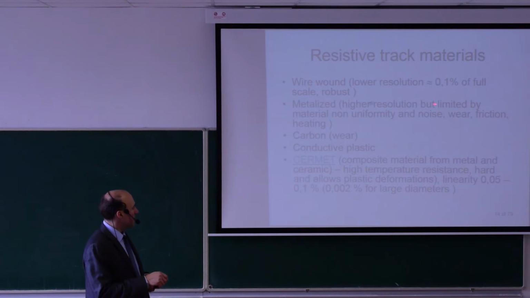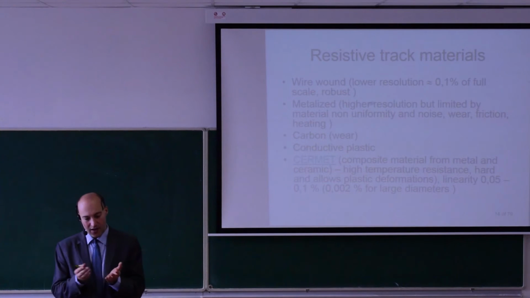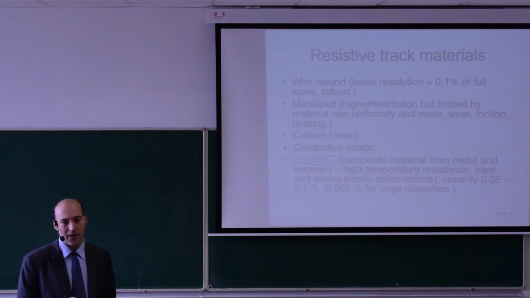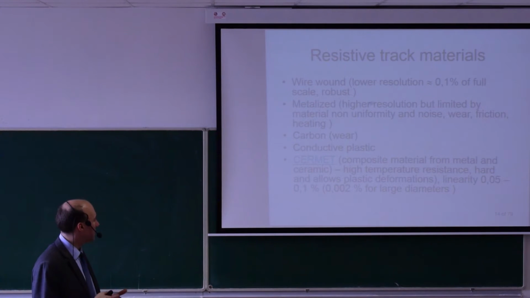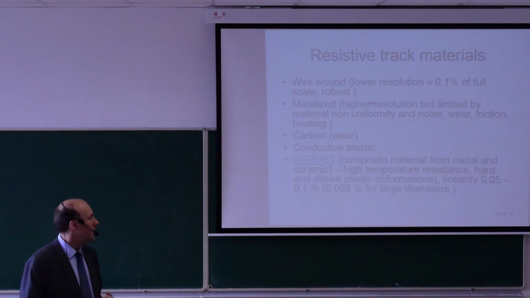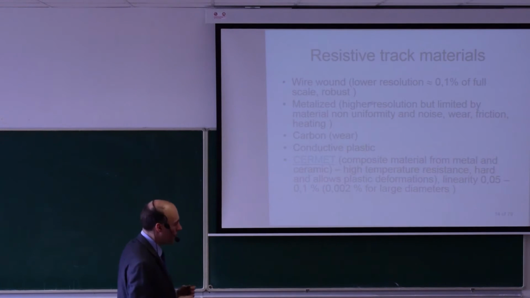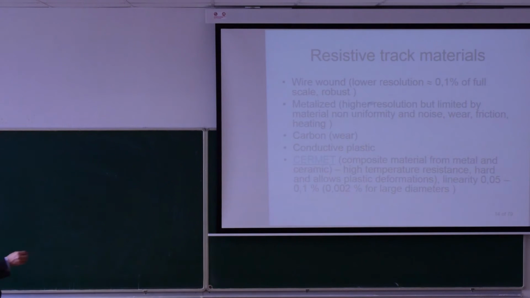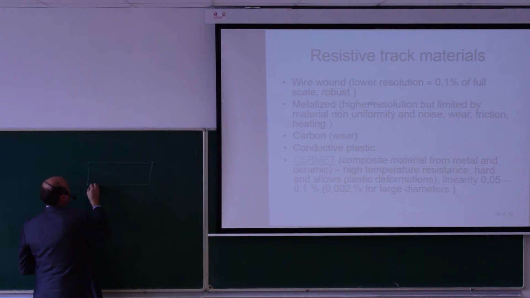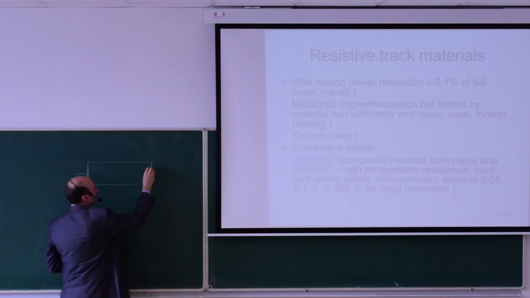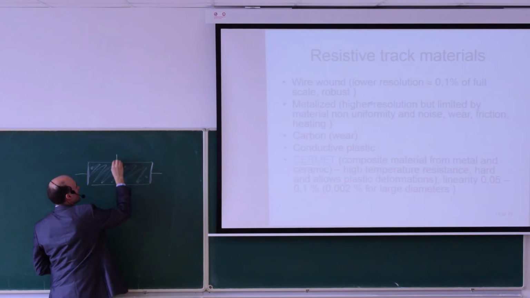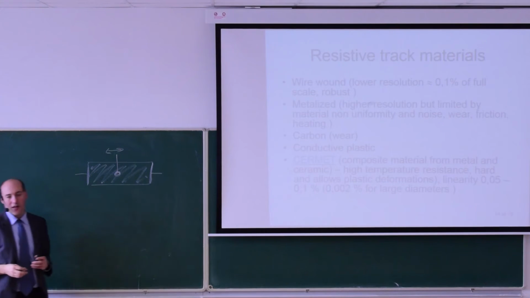You can use metallized layers. So it's a holder, typically of ceramics, and you have a thin metallized layer on top of it. So you have higher resolution, but you are typically limited by the uniformity of the material. The resistive track typically looks like this. So let's say this is the resistive track. Here you have the fixed terminals, and this is the resistive layer itself, and then there is the slider, and the slider is moving left and right.